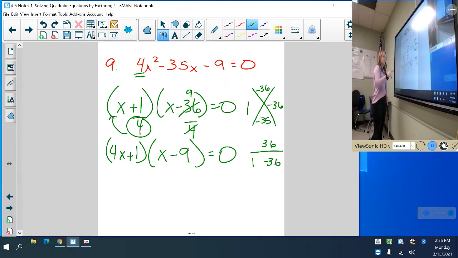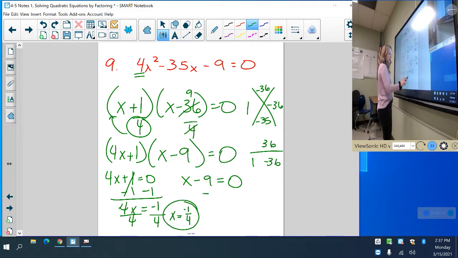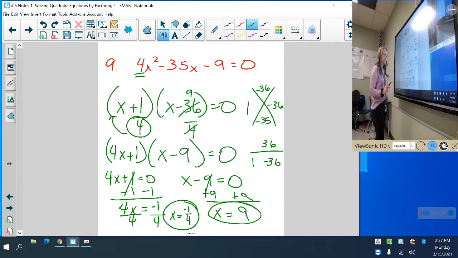To solve, what does 4x plus 1 have to equal? 0, and x minus 9 has to equal 0. Subtract 1, divide by 4. X equals negative 1/4. There's one answer. Add 9. X equals 9 is the other answer. So there's both of my x-intercepts.